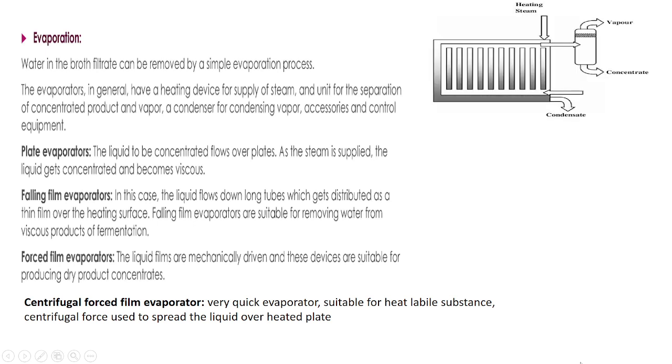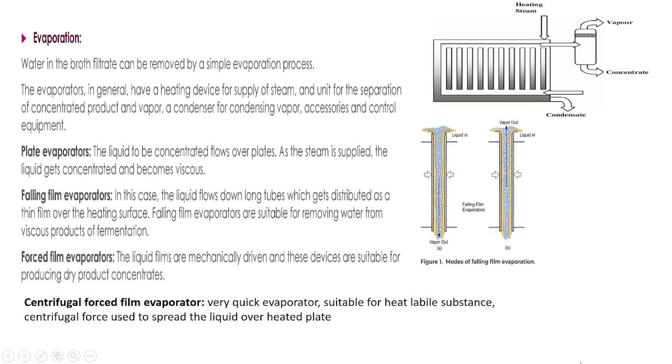The plate evaporator is one where the liquid that has to be concentrated flows over a plate system. There will be many plates and the steam is supplied. As it heats up, the water in the liquid is evaporated and goes out, and concentration of the product happens. Then we have the falling film evaporator.